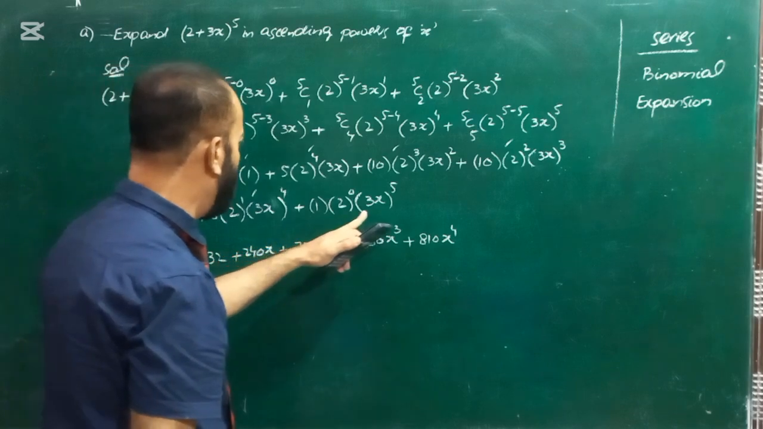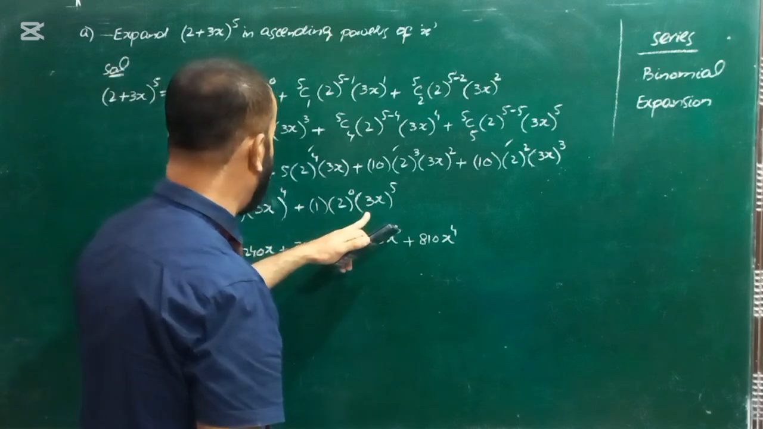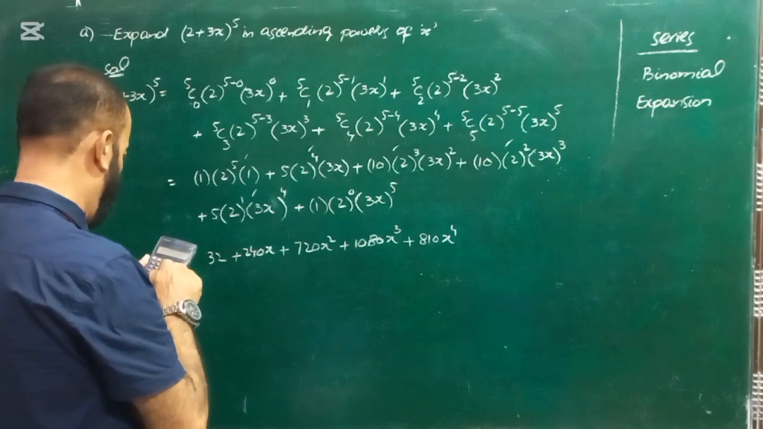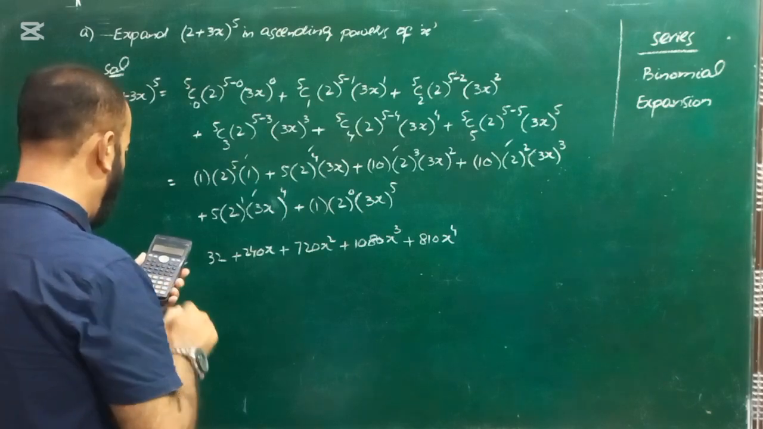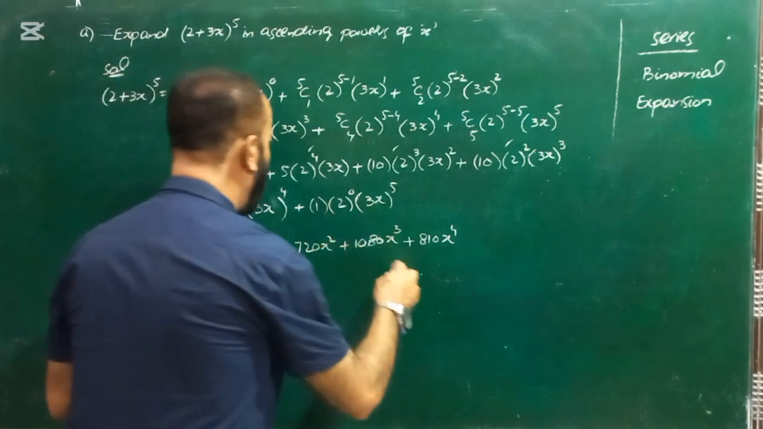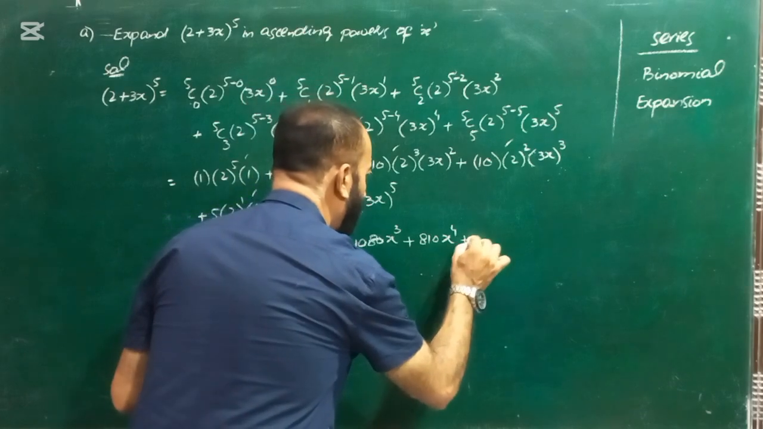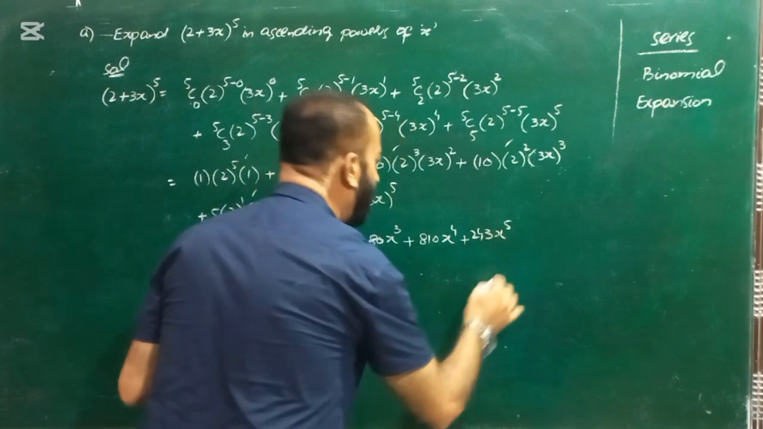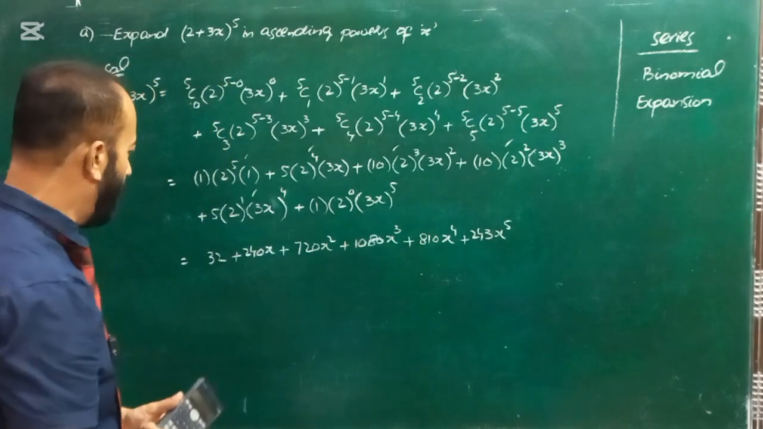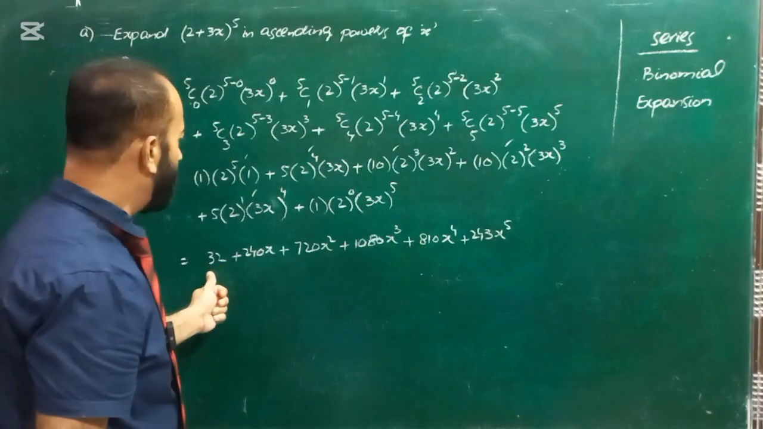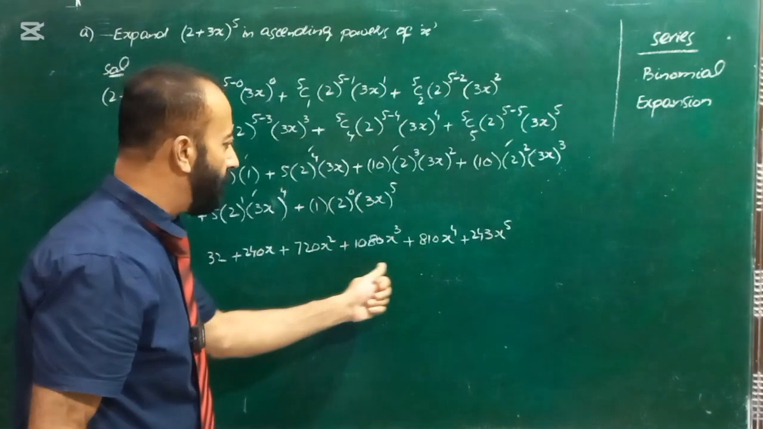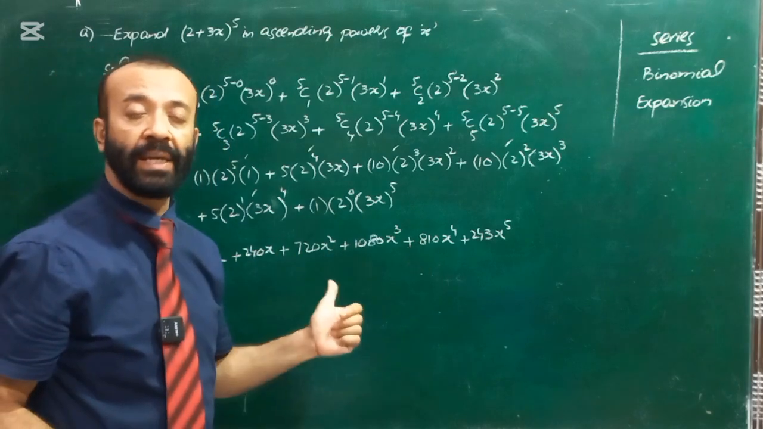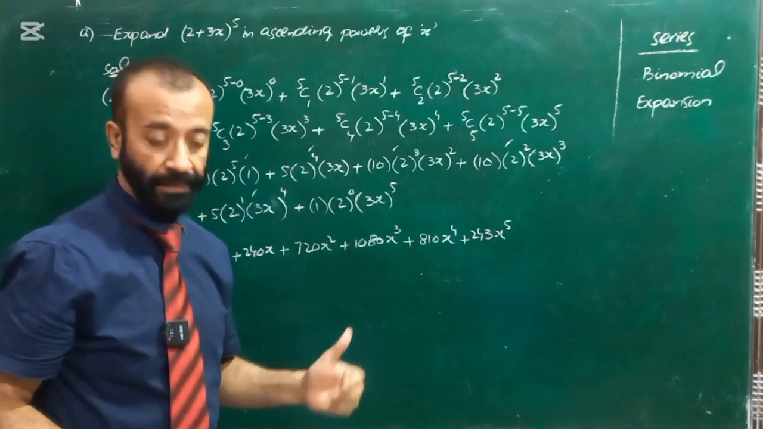And the last value is 3 raised to power 5. Answer is 243x^5. So this is the answer, and you can see this is given in the ascending powers of x. So this is the method. So practice a lot. This kind of question always comes in the paper.